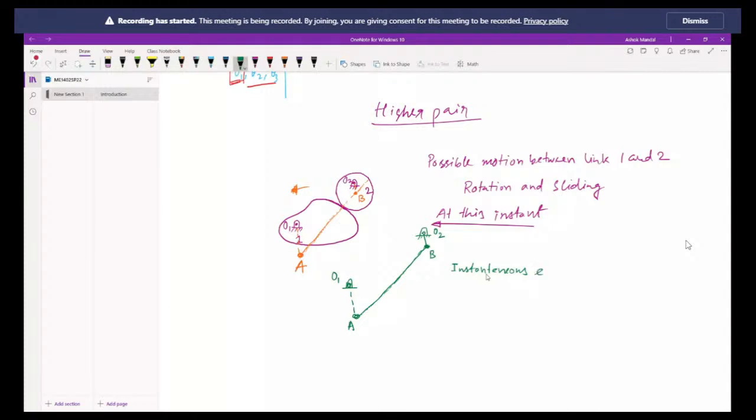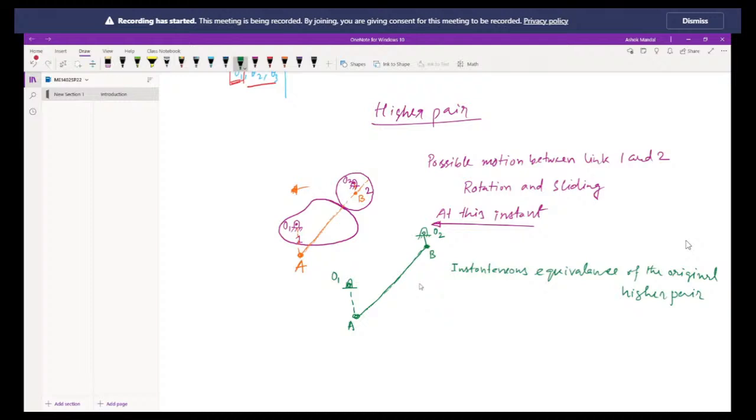We can say instantaneous equivalence of the original higher pair. Okay, now what actually we did here is we have now represented this higher pair in terms of lower pairs. So one higher pair was there, now that is equivalent to two lower pairs.